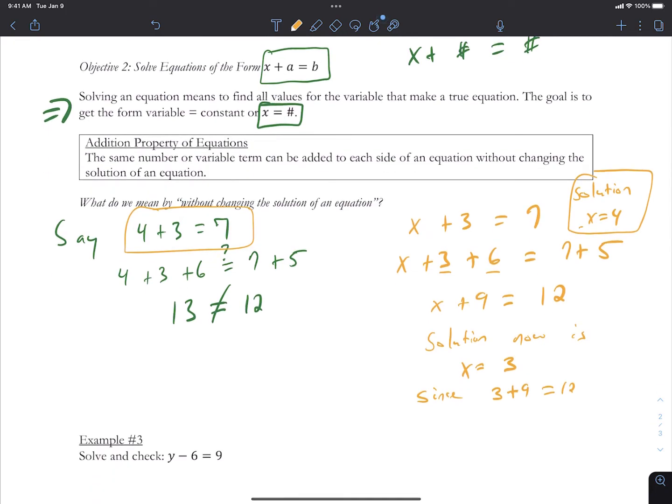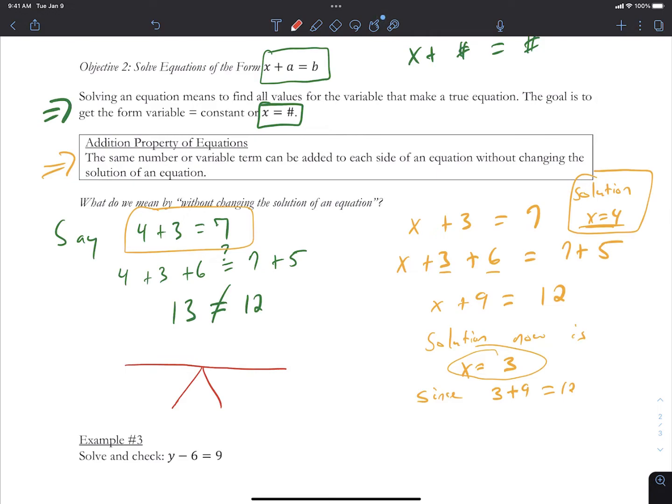So I started with a solution of 4, but because I didn't apply the addition property of equations correctly, notice I ended up changing the solution. From 4 now to 3. So that's what we mean by changing the solution of an equation. If I would have added the same thing to both sides, then I wouldn't have changed that solution. So a lot of people think about, maybe explain this as a double beam balance, right, with a fulcrum?